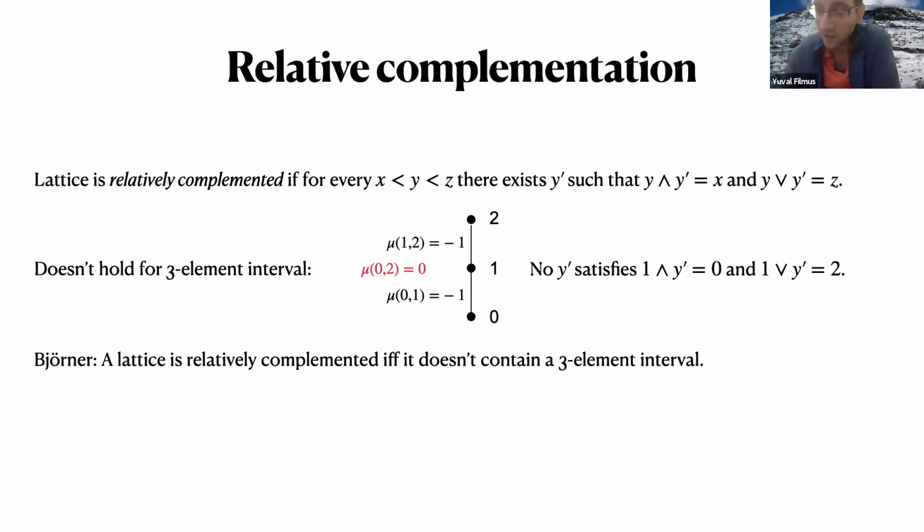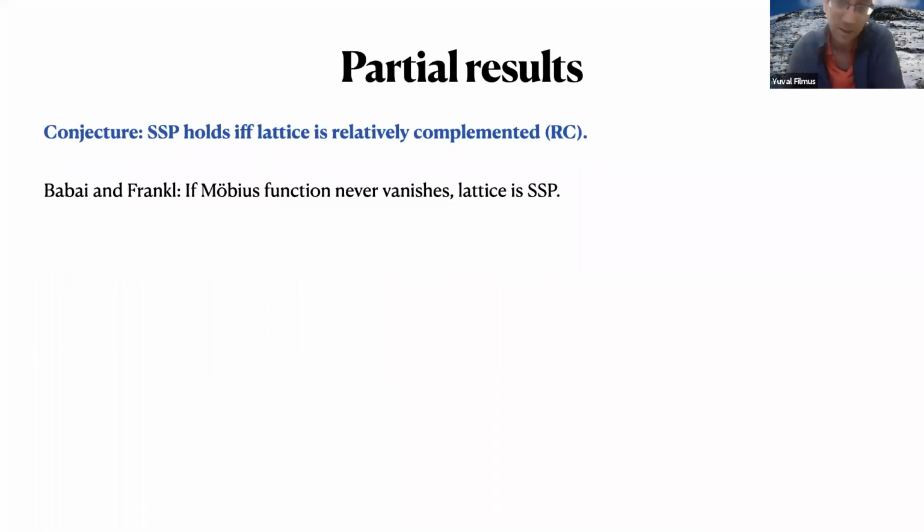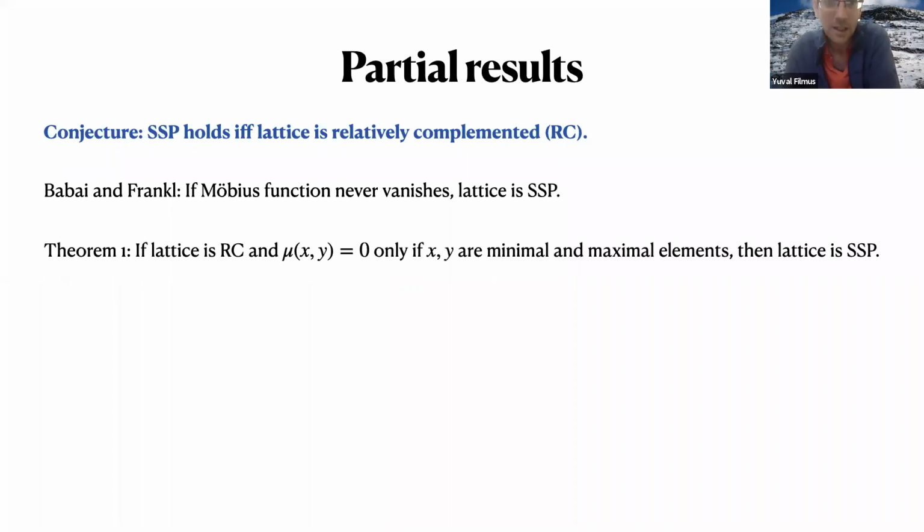We can conjecture that the same condition is also equivalent to the strengthening of the Sauer-Shelah-Perles lemma holding for the lattice. It's a conjecture, but I think some of us are actually not so sure about the veracity of this conjecture any longer. We have some partial results. Here's again this result of Baba and Frankl that we reproved. We can show that if the lattice is relatively complemented and the Möbius function does vanish, but only for the minimal and maximal element, then the SSP lemma holds.